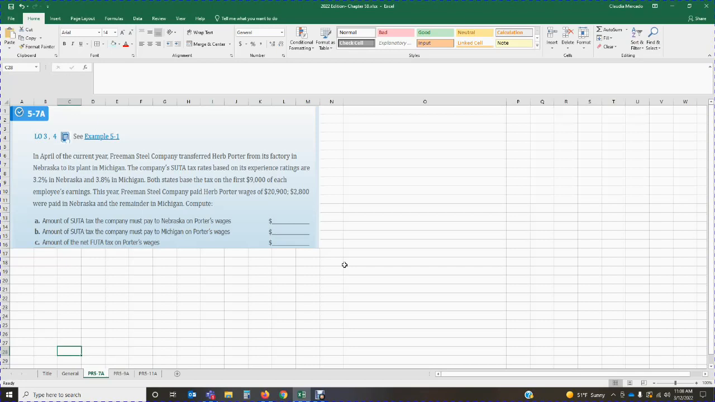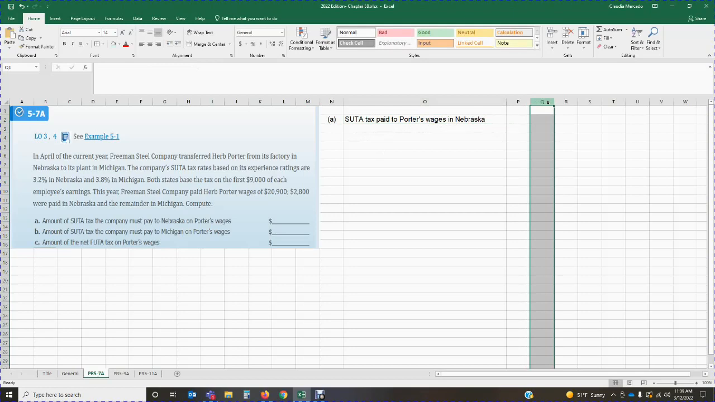Compute. Okay, so the first requirement that we are being asked to compute is the amount of SUTA, the SUTA tax, paid to Porter's wages in Nebraska. Okay, so the SUTA tax paid to Porter's wages in the state of Nebraska.